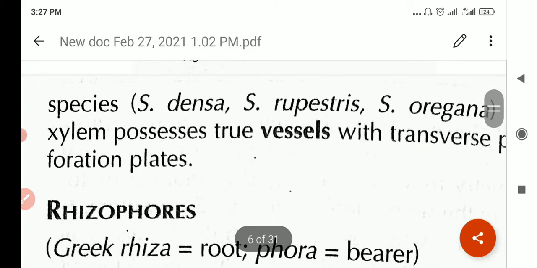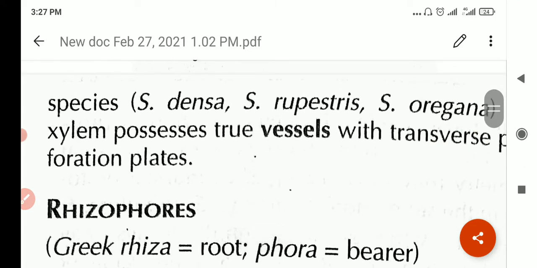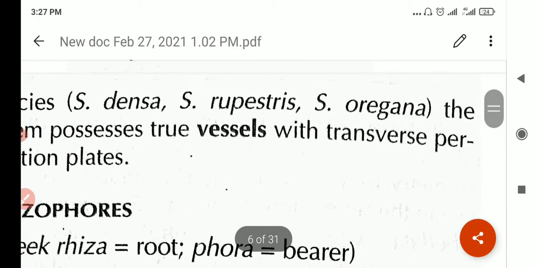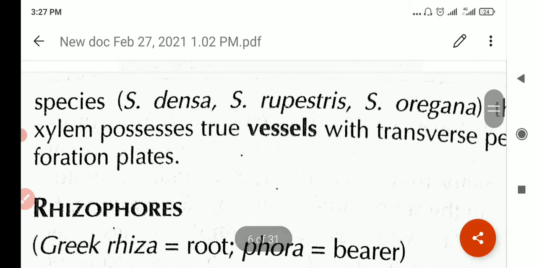We won't look at this diagram yet. In some species, the xylem possesses true vessels with transverse perforation plates. Okay. So xylem has tracheids, it has xylem vessels. So there are different types of xylem cells, different types of phloem cells. The subtypes of phloem cells are phloem parenchyma, sieve tube, sieve cells.